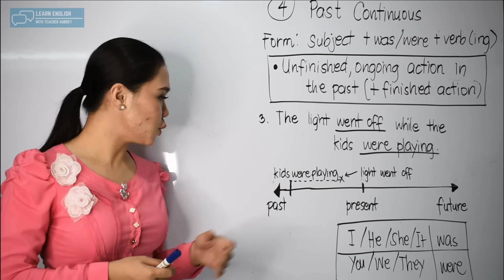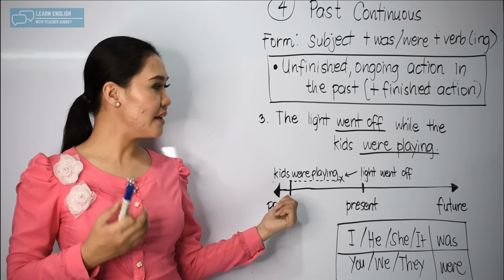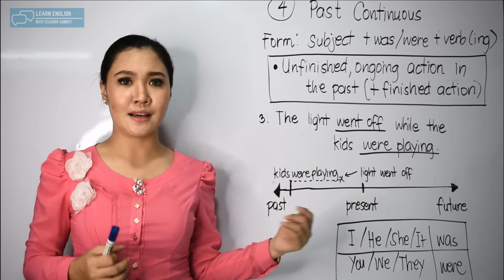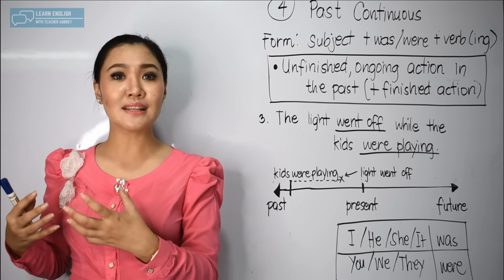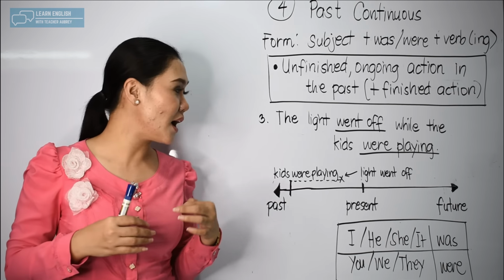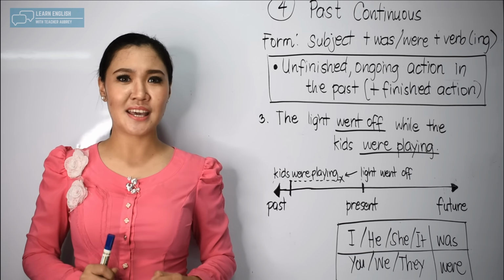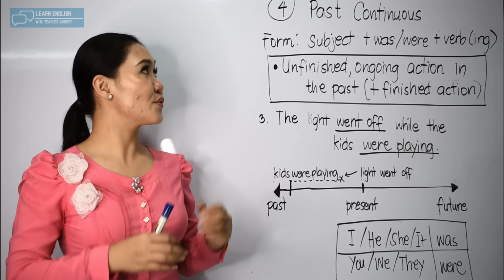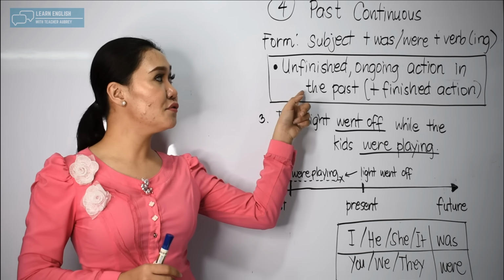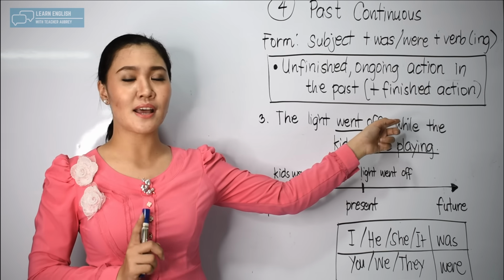Okay? Tingnan natin itong ating timeline. So, yung past continuous action, okay? The unfinished ongoing action in the past is kids were playing. Naglalaro. Kasalukuyang naglalaro sa nakaraang panahon ng mga bata. At kalagitnaan habang sila ay naglalaro, anong nangyari? Namatay yung ilaw. So again, those are the different examples for the past continuous. Inuulit ko, ginagamit ang past continuous for the unfinished, ongoing action in the past at may idinagdag pa na finished action.